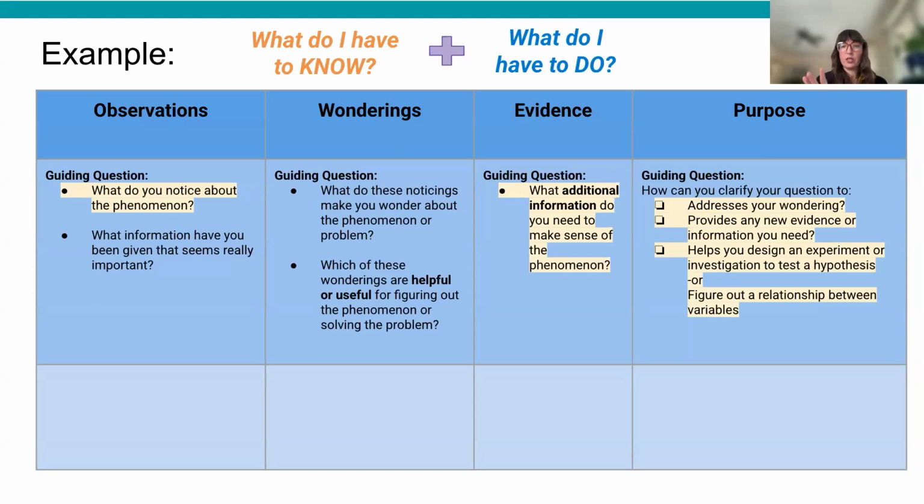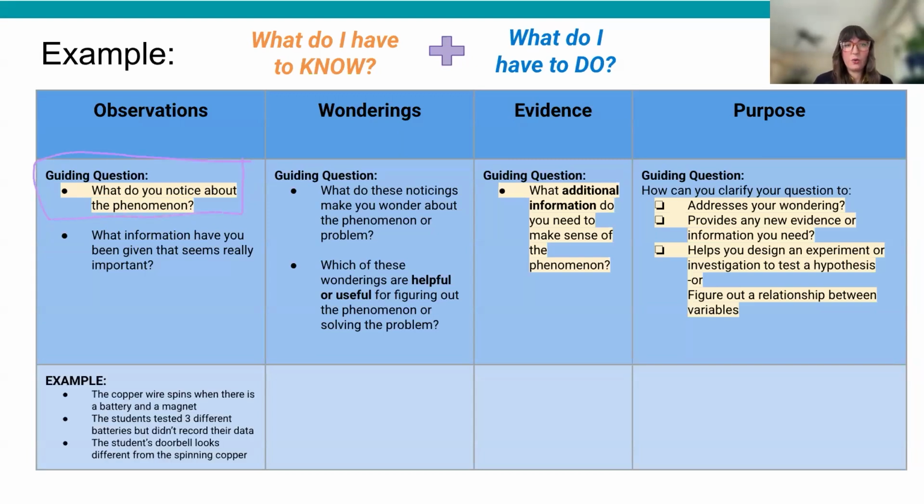So remember, our first part of our thinking routine is observations. What do you notice about the phenomena? And some things that we might expect students to say in this case are included, but are definitely not limited to, like, oh, the copper wire spins when there's a battery and a magnet. That is something that I can observe.